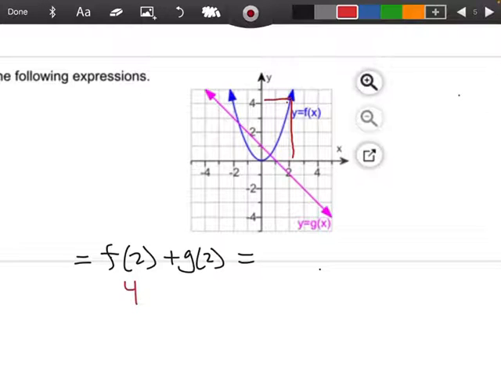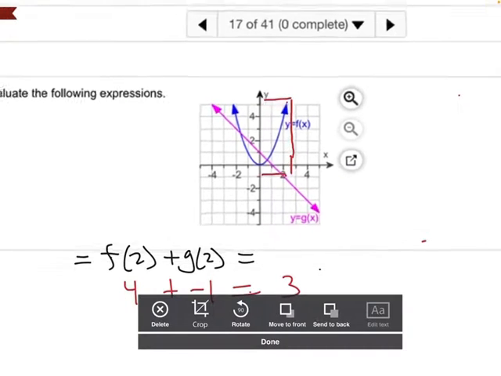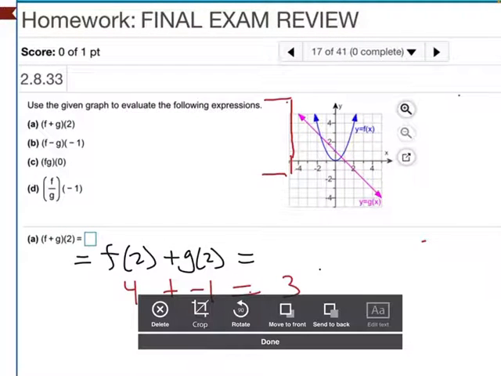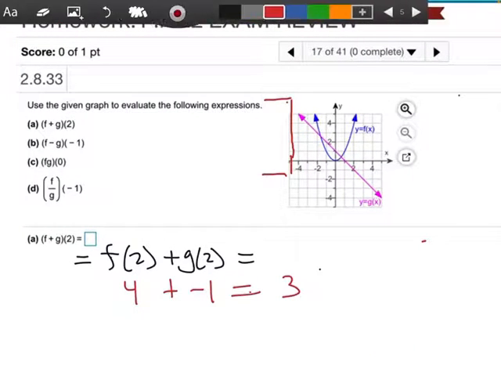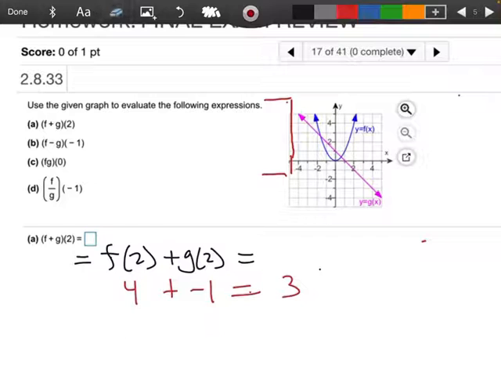And I'm going to go back to the x-axis when x equals 2, and I'm going to go down. And I'm going to go to the left. And so g of 2 is -1. So 4 plus -1 is going to be equal to 3. Okay. Let me see what part B was. I know I'm zooming in and out a whole lot here. There we go. Let's do it like this. And let me clean up this little mess here.